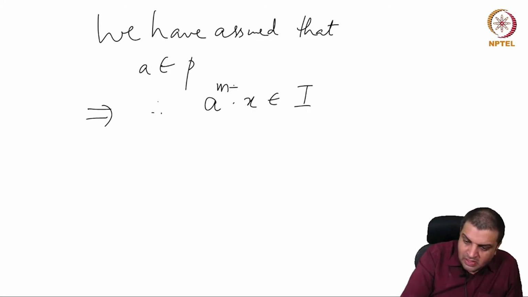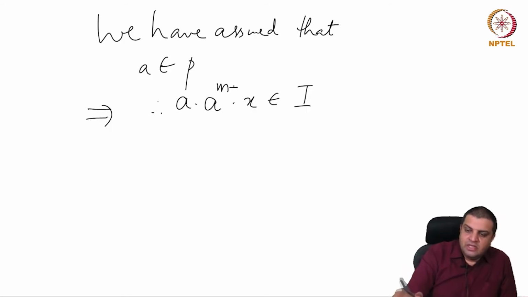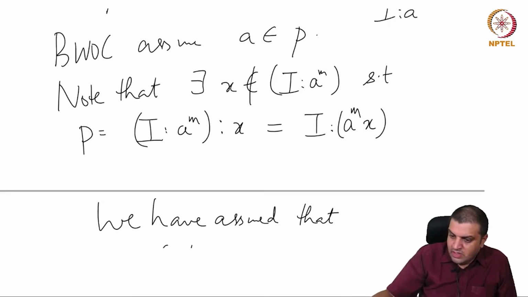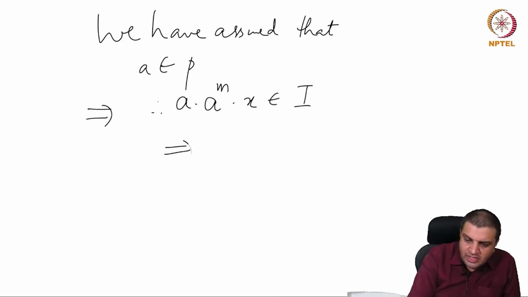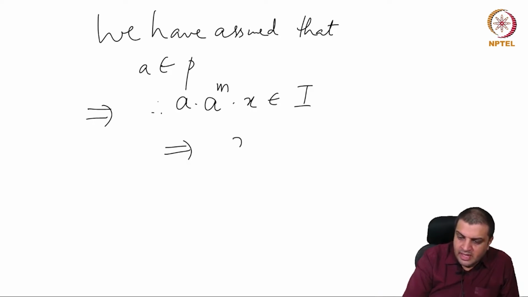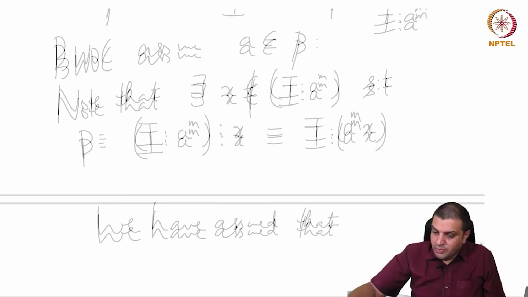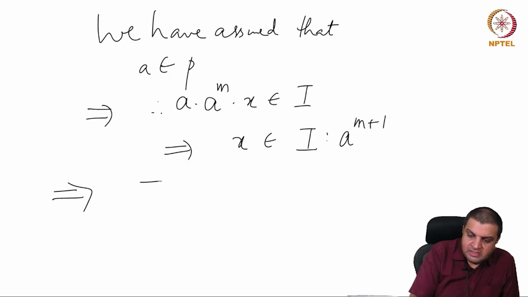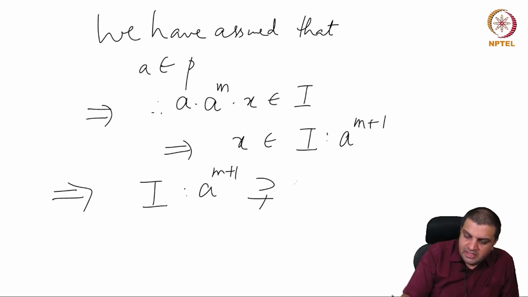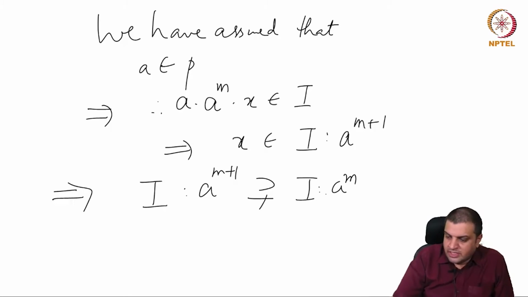Sorry, A is inside P, P multiplies A to the m x into I, so A times this quantity is inside I, that's what I wrote here. So in other words, x is inside I colon A to the m plus 1. Okay. But where did we pick x? x was not inside I colon A^m. But this now implies that I colon A^(m+1) is strictly bigger than I colon A^m, which is a contradiction because this was a stable value.